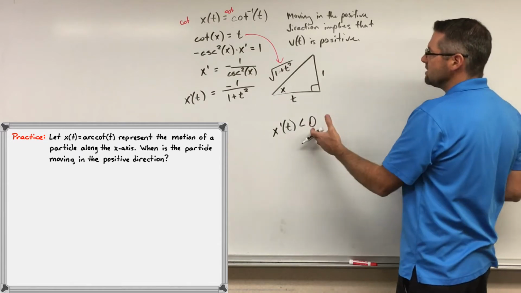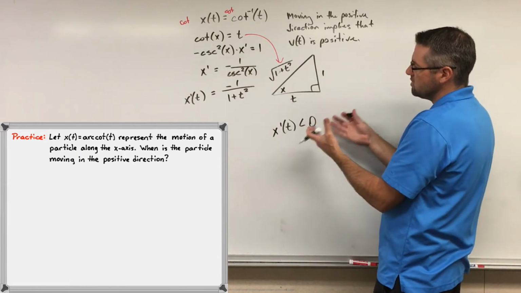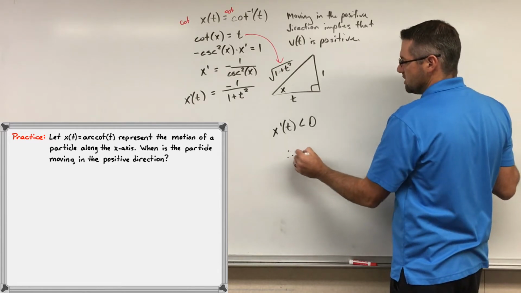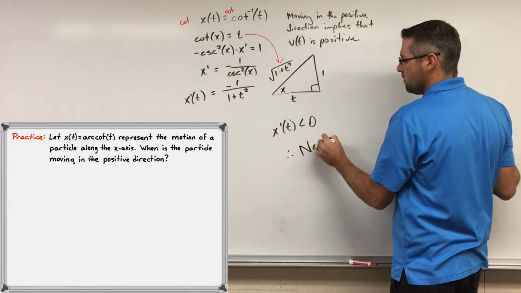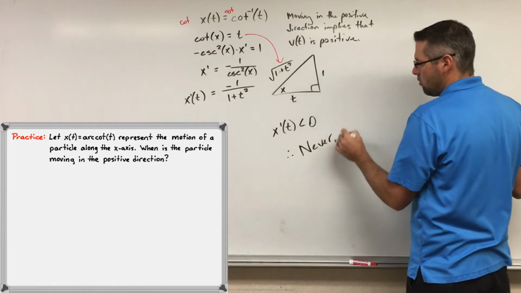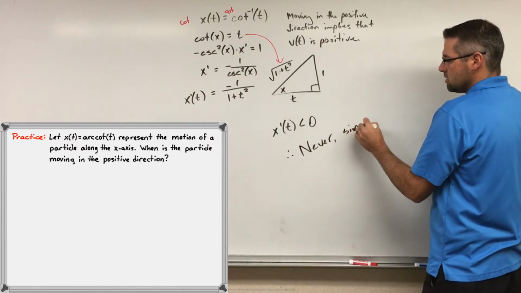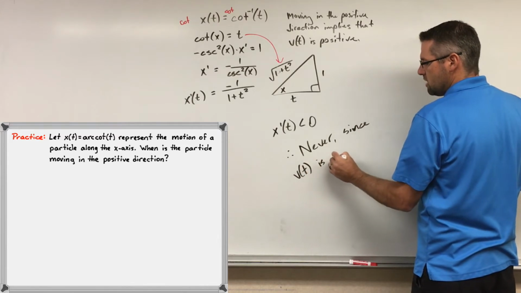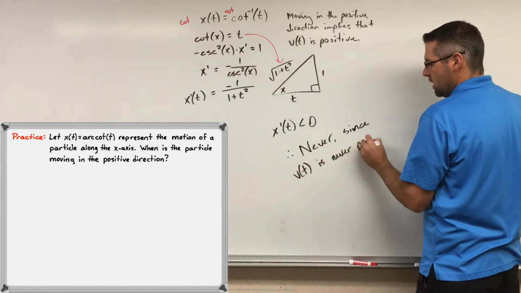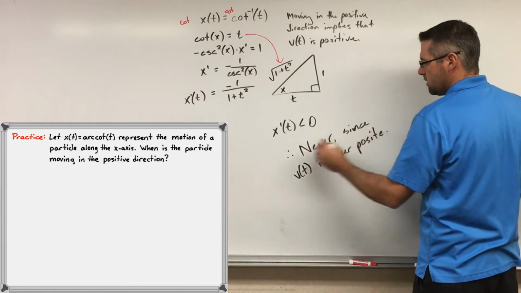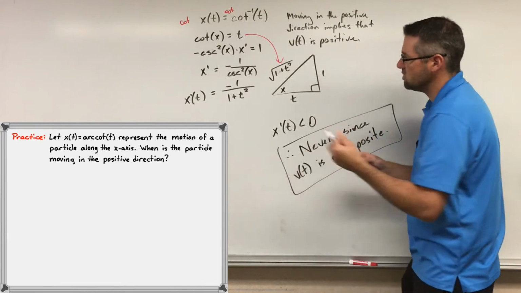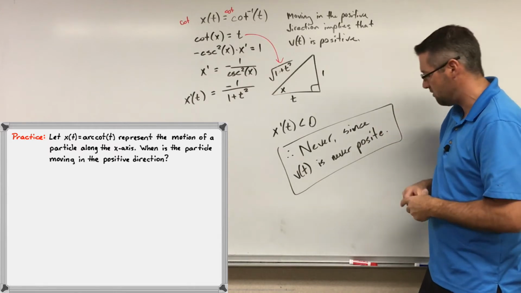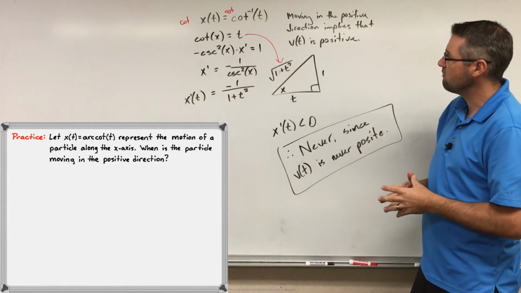Well, if that's the case, then the object is always moving in the negative direction. It's never moving in the positive direction. So we would say, therefore, never. And then if you want to add a little bit more, since v of t is never positive. All right, so that is our answer for that problem. That's a good example of just an oddball type of result that you can get from these types of functions.